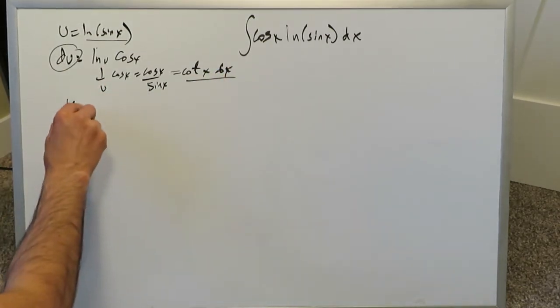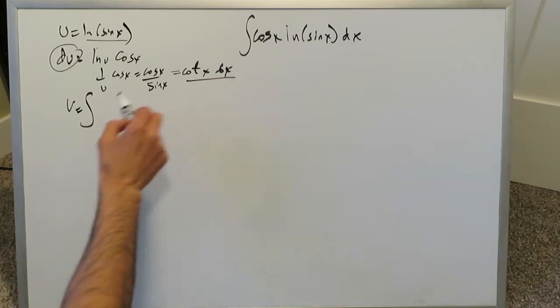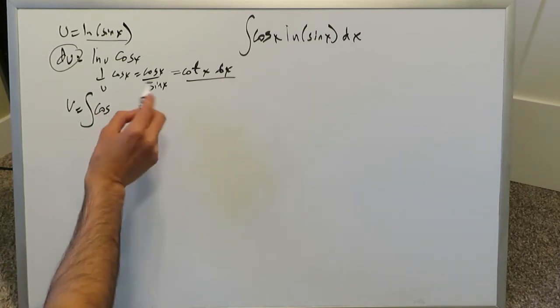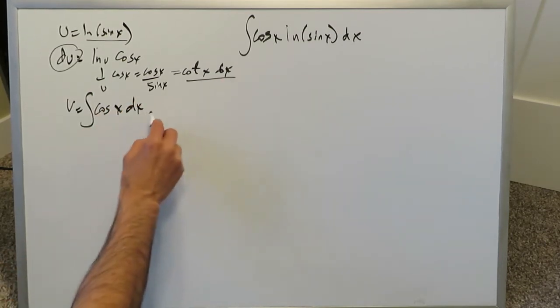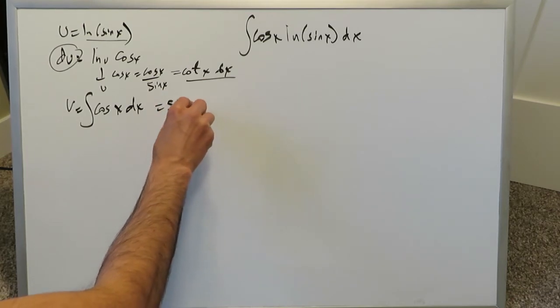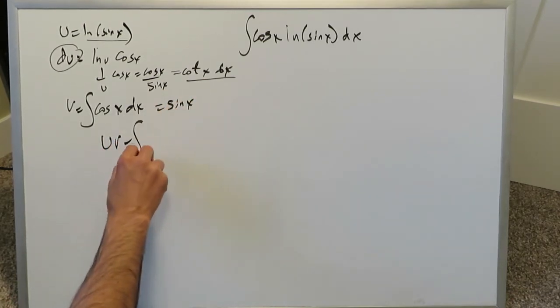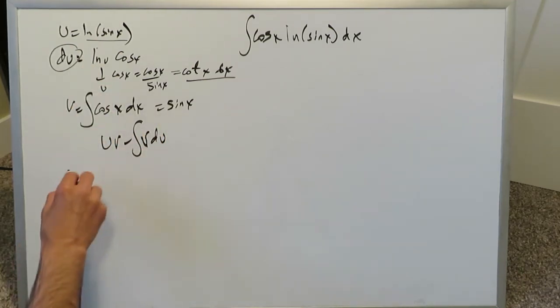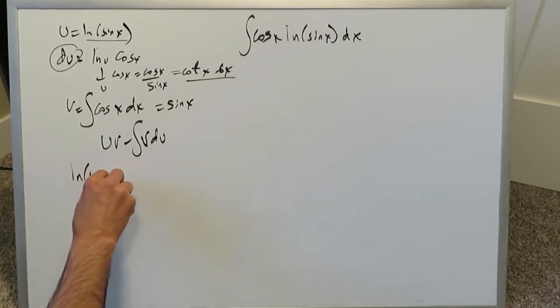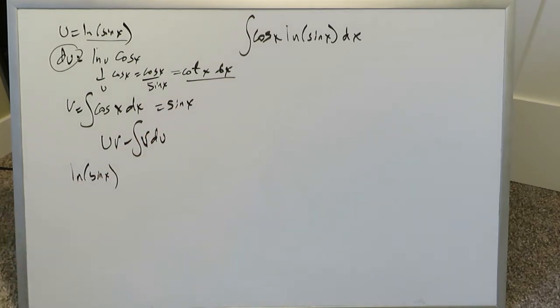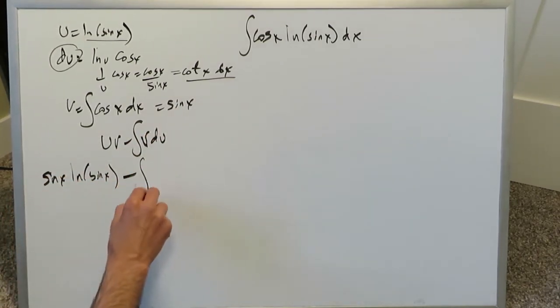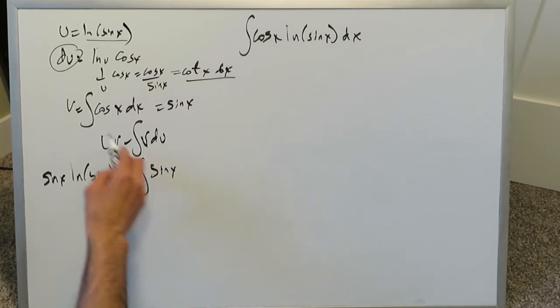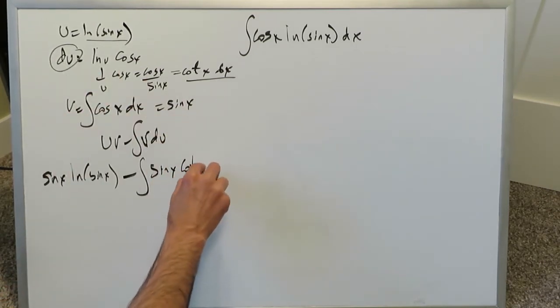The v value is the integral of that which remains from your integrand. Ln sine x was pushed out, so therefore v must be the integral of cosine x, which is just sine x. Now we have everything for this formula right here to plug in: uv minus integral v du. U is natural log sine x. V is sine x. I'll just push that right here at the very beginning. Minus integral v, sine x, times du, cotan x dx.